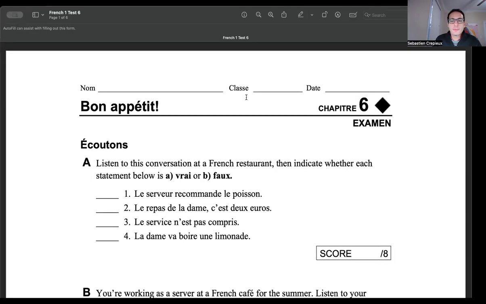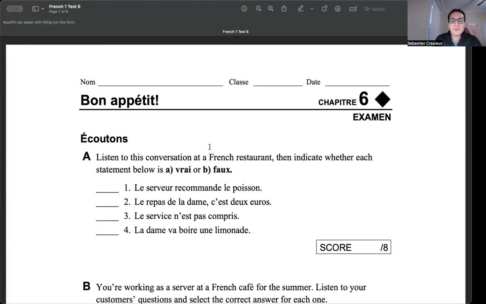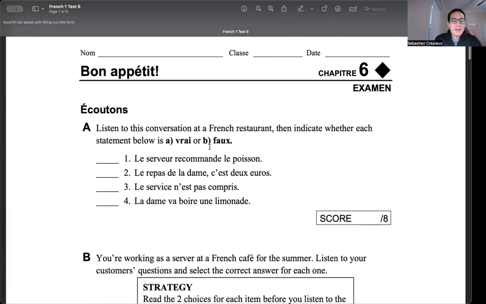So let me share something that's going to look like that. Just like we did in the previous semester, right? You're going to review the test and then you're going to do the test. It's going to be somewhat similar to what I'm showing you right now, but maybe it's going to be a little bit different. We'll see. Okay. So the first part, just as before, you're going to listen to a conversation in a French restaurant and you're going to have to tell me if it's true or false.